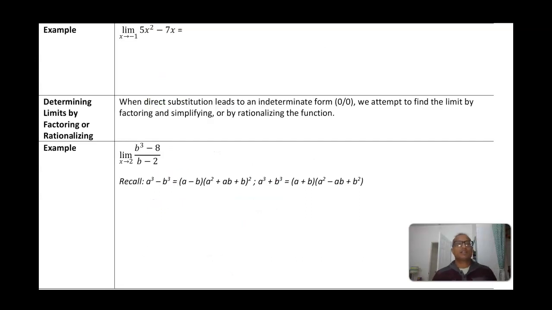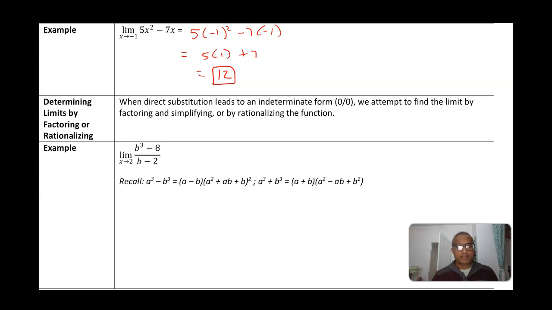Let's say we want to find the limit of 5x squared minus 7x as x approaches -1. First thing we should always try is direct substitution. So if I plug that in, I'm going to get 5 times -1 squared minus 7 times -1, and that's going to simplify to positive 12. Because we do get an answer, that's going to be our limit.